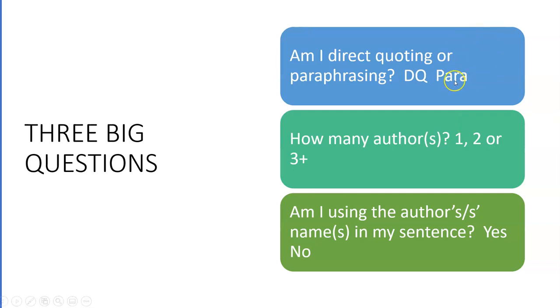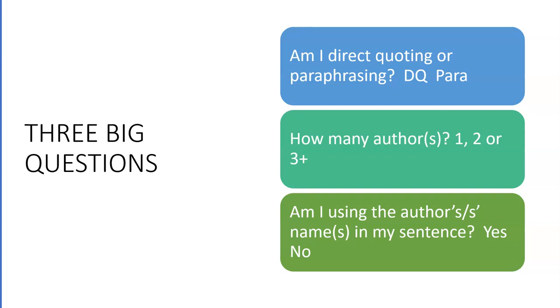So, for example, if you're paraphrasing and you have 2 authors and you're using the name in the sentence, you're going to do one thing. But if you're direct quoting and you have 3 plus and you're not using the name in the sentence, you're going to do something else, and so on and so forth. So there's a pattern for every single combination of the answers to these questions. Initially, that seems really taxing and really difficult. But once you get adjusted to the pattern, it's very easy to do.